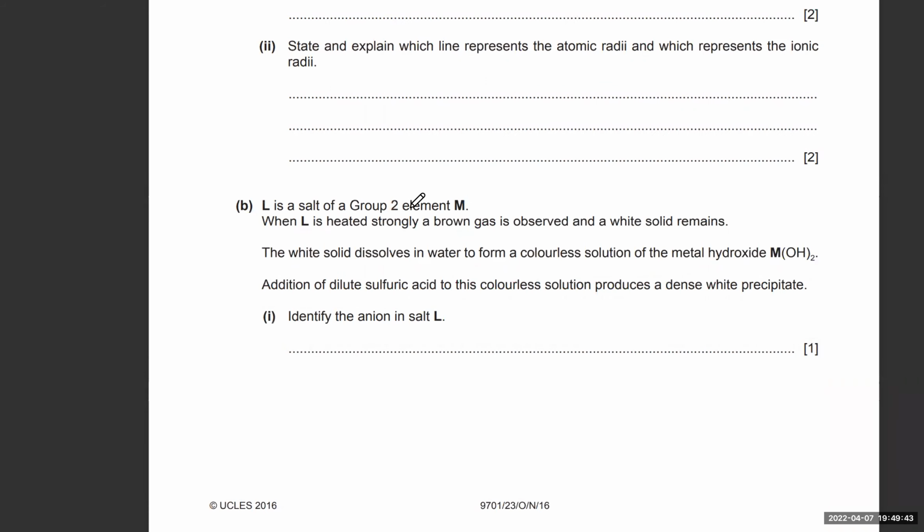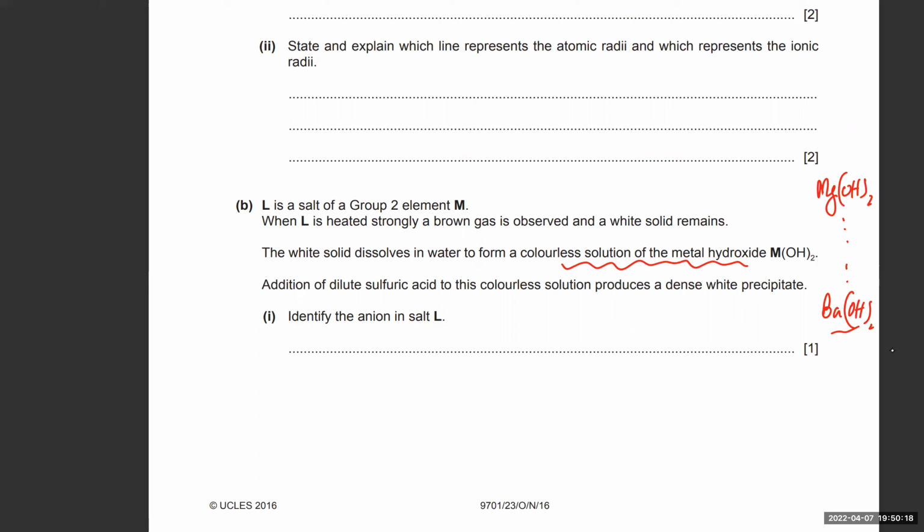Now it's a group 2 salt. When L is heated strongly, a brown gas is observed and a white solid remains. The white solid dissolves in water to form a colorless solution of M hydroxide. Addition of sulfuric acid produces a white precipitate. Now about group 2 hydroxides, the top one is insoluble. Mg(OH)2 is insoluble. The bottom one is soluble. So he's talking about a colorless solution of the metal hydroxide, so it's probably going to be the bottom one.